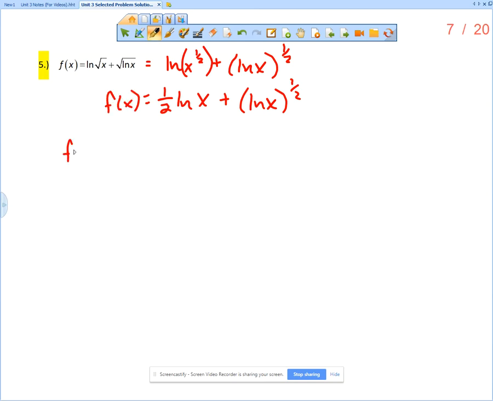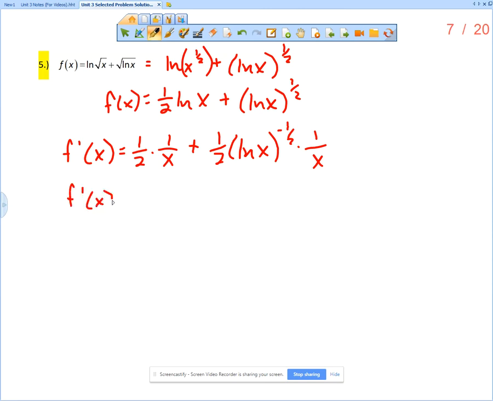So let's find f prime of x. All right, so I have 1/2 times the derivative of the natural log of x, which is actually just 1 over x, plus now I have the natural log of x to the 1/2, so now we need to use the chain rule. 1/2 times the natural log of x to the negative 1/2 times the derivative of the natural log of x. What is the derivative of the natural log of x? It is 1 over x. So now this is what we have, so we could potentially make it look a little nicer.